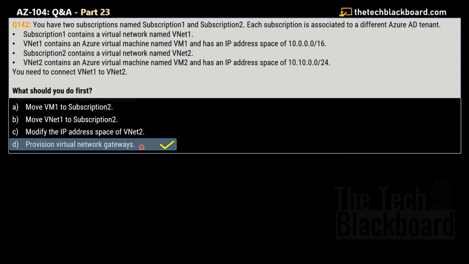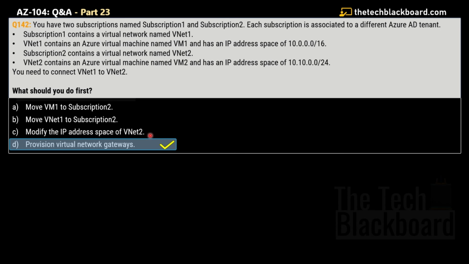And of course, I want to add some more details here. Once these virtual network gateways are provisioned, then you can configure the VPN connection between them to enable the traffic to flow between virtual network 1 and virtual network 2. And also moving virtual machine 1 to subscription 2 or modifying the IP address space of virtual network 2, which is given here, is not required to establish the VPN connection between the two virtual networks.